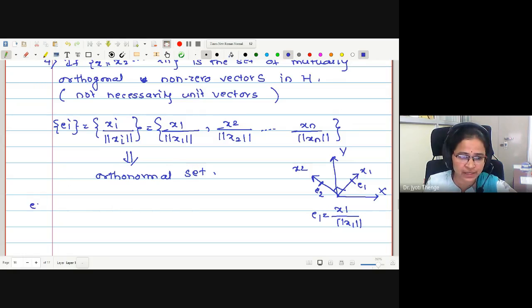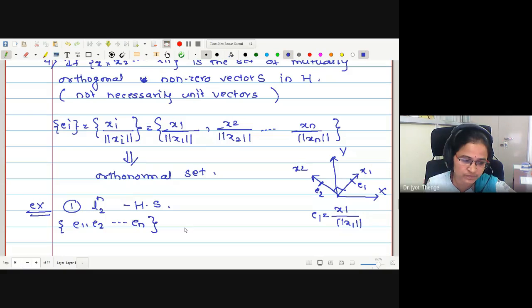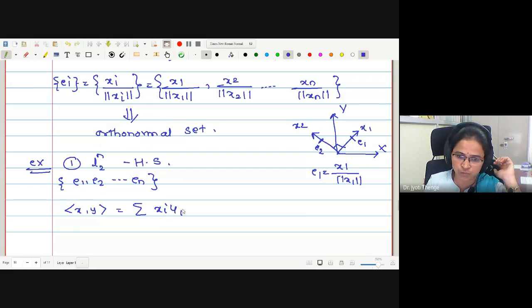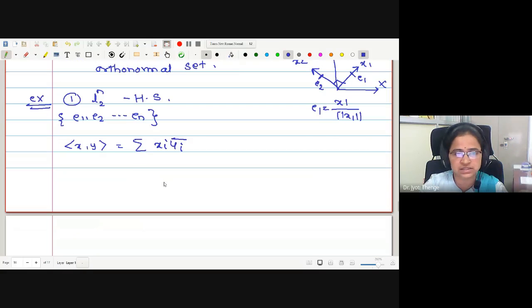Okay. Therefore, an example I can write is of L2n. L2 is a Hilbert space we have seen. And I will collect all unit vectors, the standard basis, E1 to En. If it is a standard basis, surely those are unit vectors and they are mutually orthogonal to one another. Under the inner product, you can check, the inner product of x and y is the summation of xi yi bar. Hence this is an example of an orthonormal set.